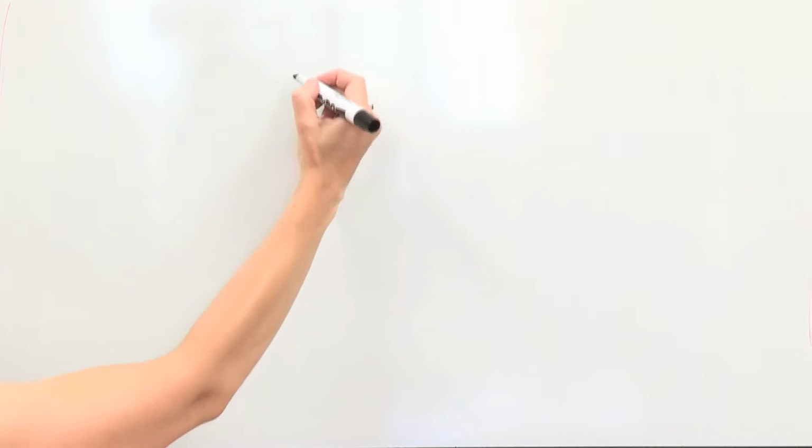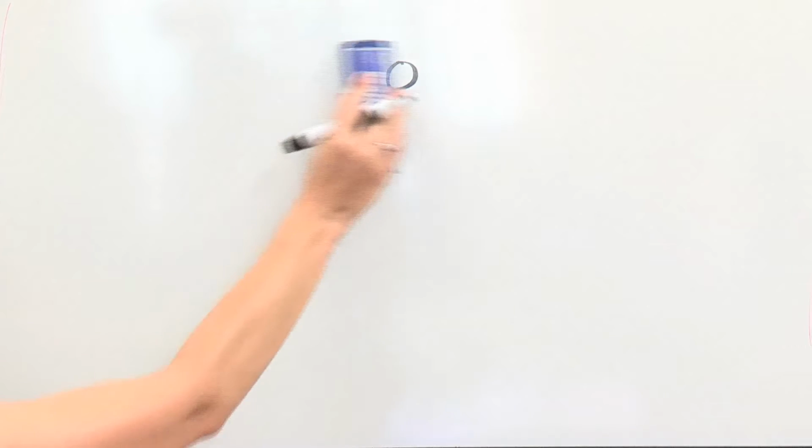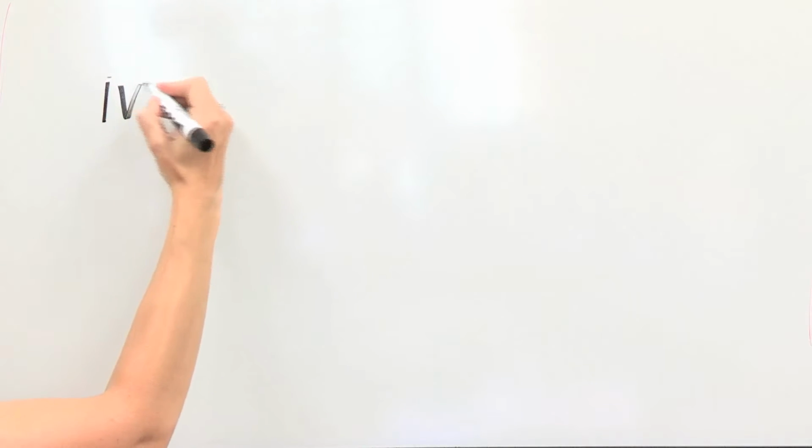Today we're going to talk about long I patterns and long O patterns. So long I, there are several ways to make the long I sound. You can have long I at the very beginning of a word, as in ivory.